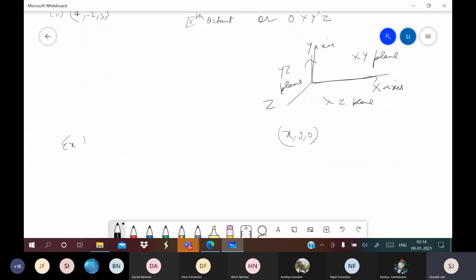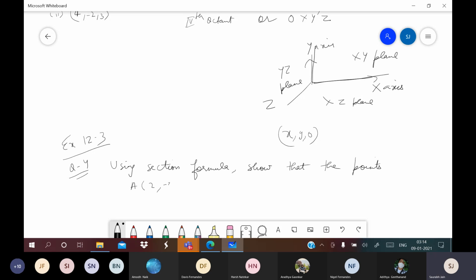See, exercise 12.3, question number 4. The question is: using section formula, show that the points A (2, -3, 4), B (-1, 2, 1), and C (0, 1/3, 2) are collinear. This is the question.